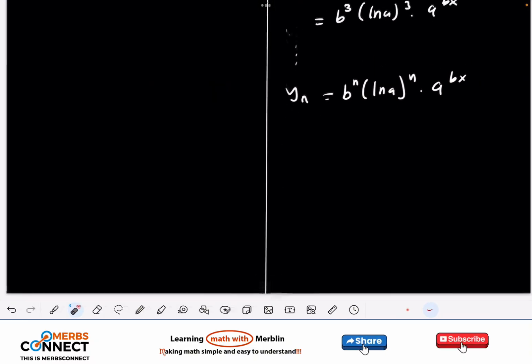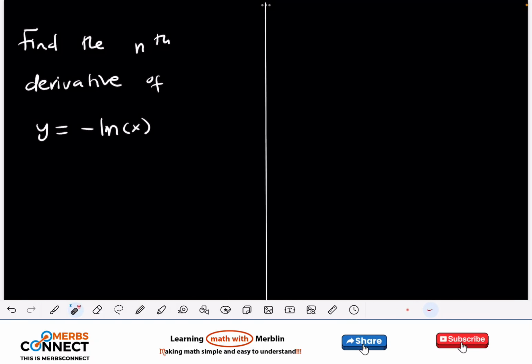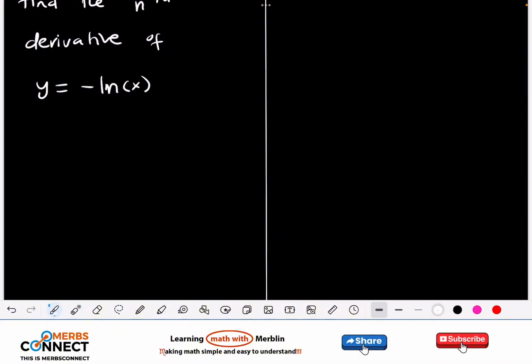Good. Let's pick another one. Let's look at this where we have a logarithm function and we want to find the nth derivative. So y is equal to minus ln of x. So what will be y1?